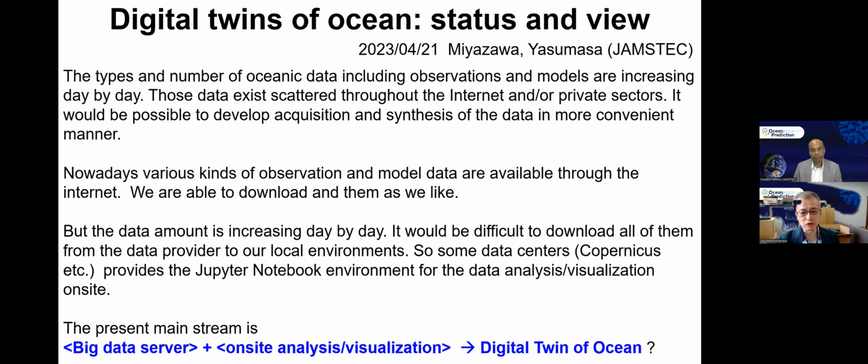Nowadays, various kinds of observation and model data are available through the internet, and we are able to download them as we like. But the data amount is increasing day by day, and it would be difficult to download them from the data server to our local environment. So some data centers, including Copernicus, Mercator, etc., provide the Jupyter notebook environment for data analysis and visualization on site. That means the present mainstream is a very big data server plus on-site analysis and visualization of this big data, leading to digital twins of ocean.